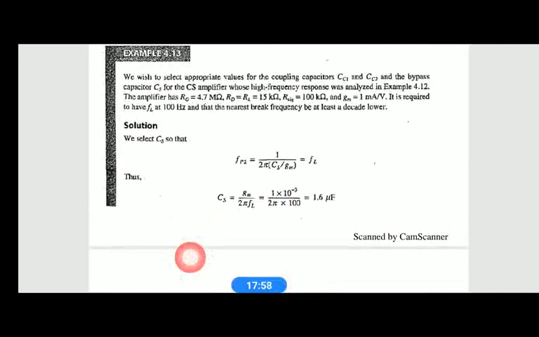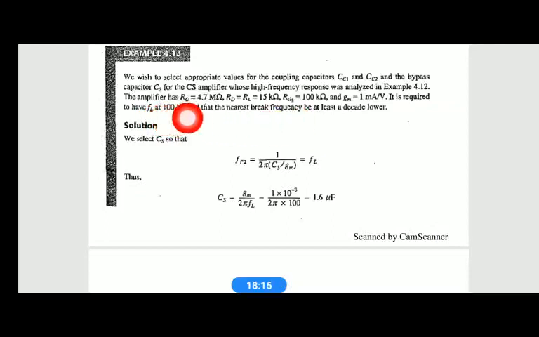So let's solve one example here. A simple example is given; the remaining examples I will solve and give you later. See here: we wish to select the appropriate values for the coupling capacitors. We need to calculate the capacitors CC1, CC2, and CCS.